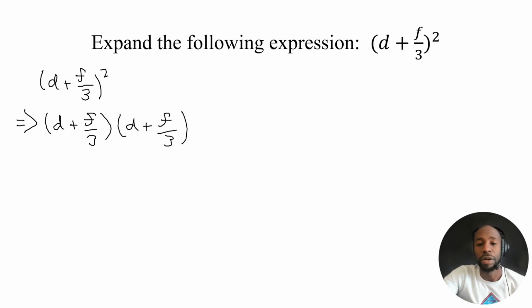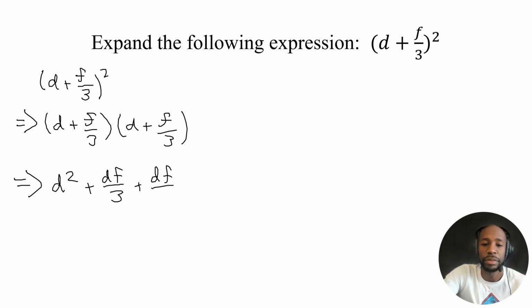Now, what we want to do after this point is use the FOIL method to multiply this binomial by this binomial. First, outer, inner, last. So the first term is d squared, plus the outer terms, df over 3, plus the inner terms multiplied, df over 3 again. And then the last terms multiplied, so that's f squared over 9.